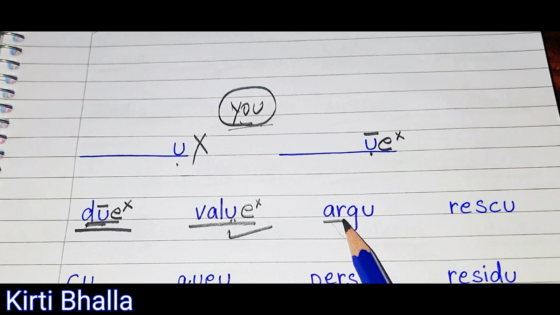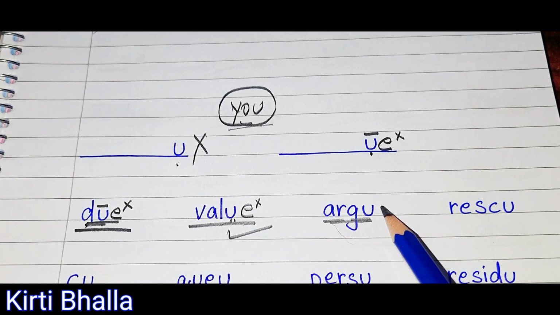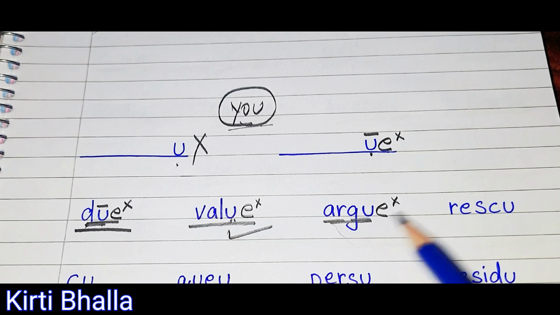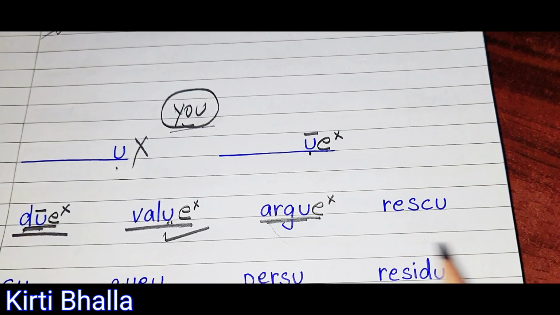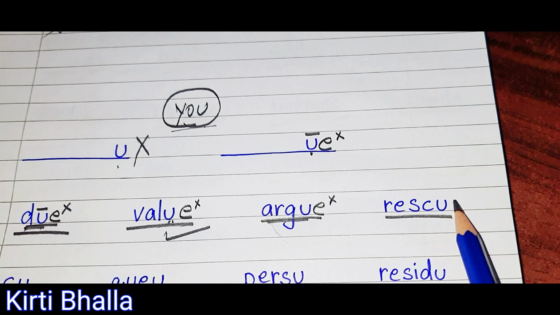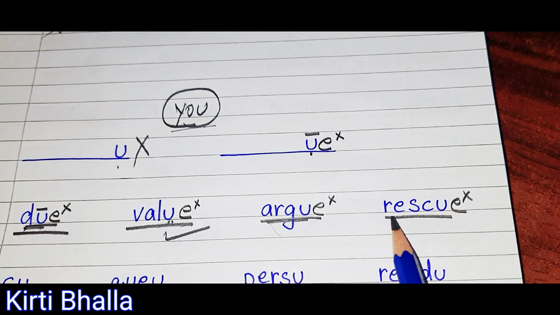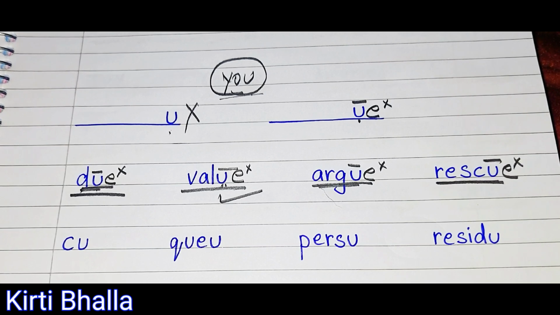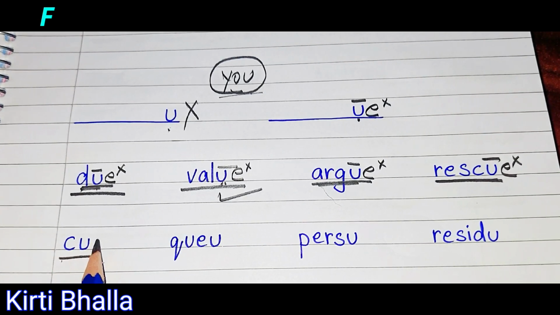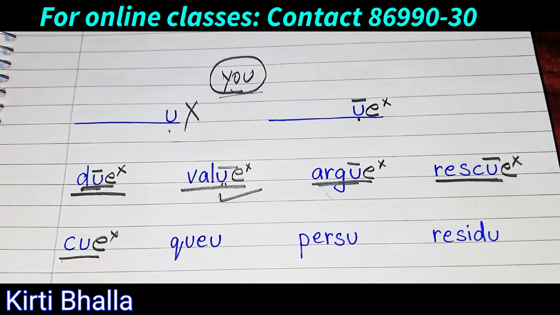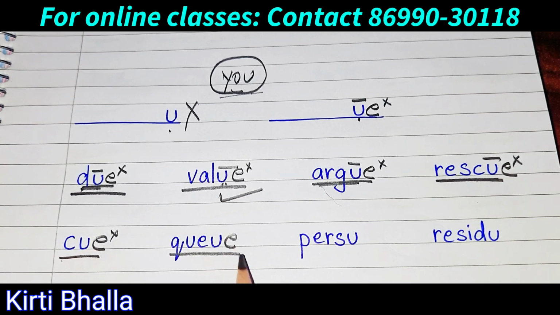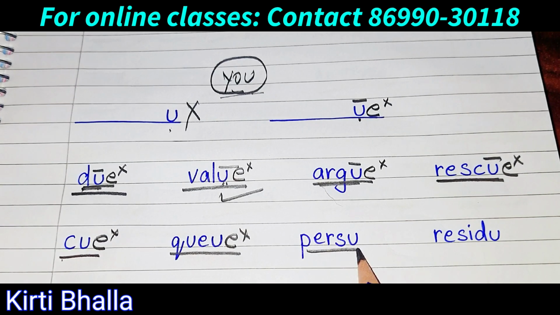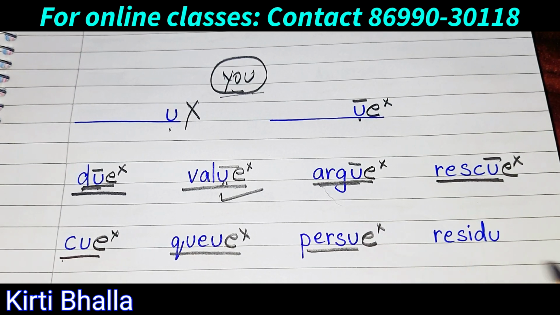This word is argue. So just to end the word, I need to put E. It is silent, argue. And the next word is rescue. Again, put an E. It will be silent, and the word we have to read till here: rescue, argue, value. Next is cue. Again, put an E at the end, and it will be silent. Cue again, and the last E is silent, cue. Pursue. Put an E, and it will be silent.